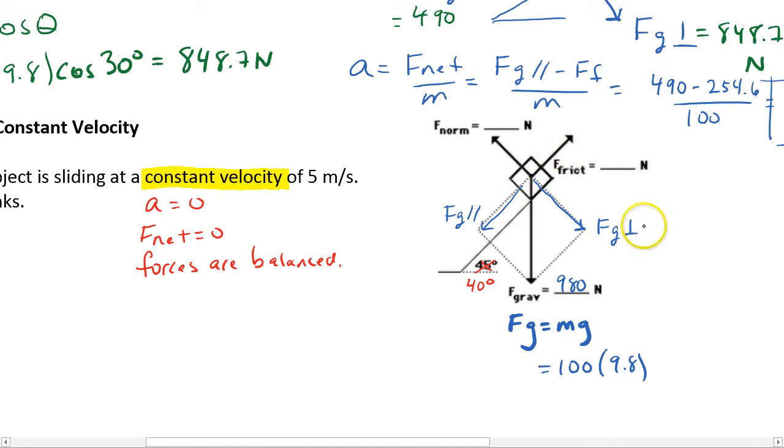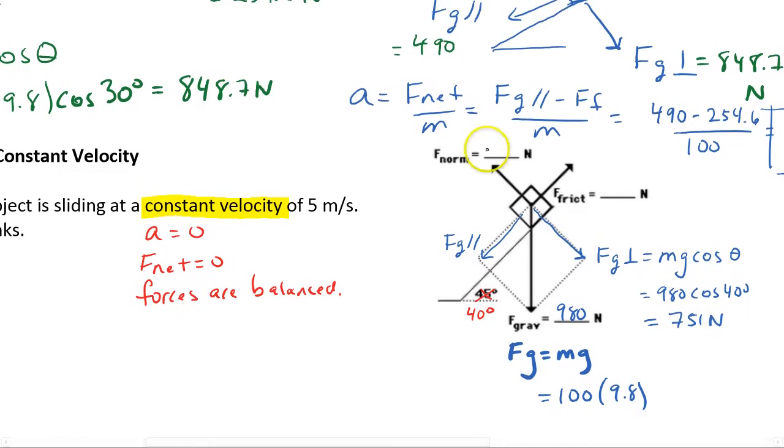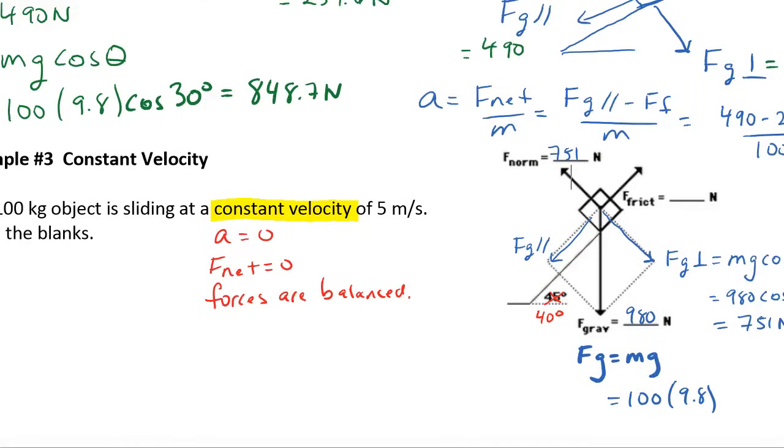So Fg perpendicular is mg times the cos of theta degrees. So this is going to be equal to 980 times the cos of 40 degrees, which according to my calculator is about 751 newtons. So that means that automatically the normal force is 751 newtons.